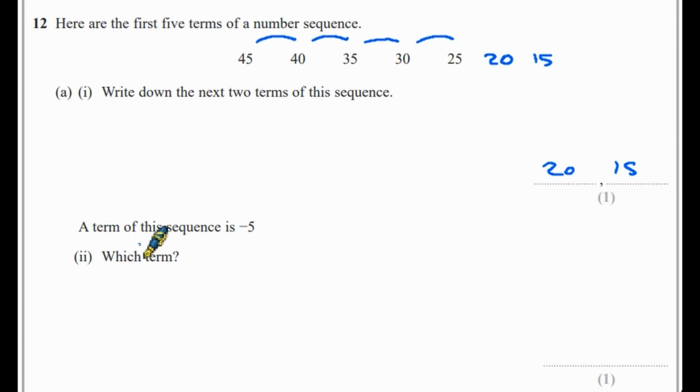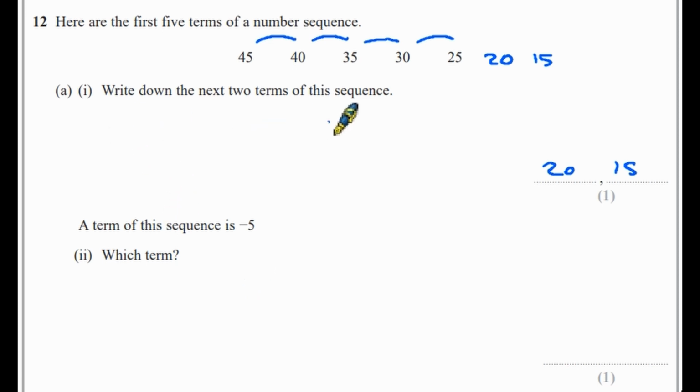It then said a term of this sequence is minus 5, and it wants to know which term. Well, you could work out the expression for this sequence and do it that way, but let's take a simple look at this. We want to know where minus 5 is. Let's keep going. If we go from 15, the next number would be 10. Then we would go down to 5, then it would be 0, and then it would be minus 5.